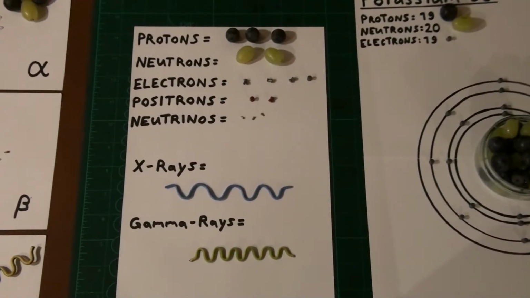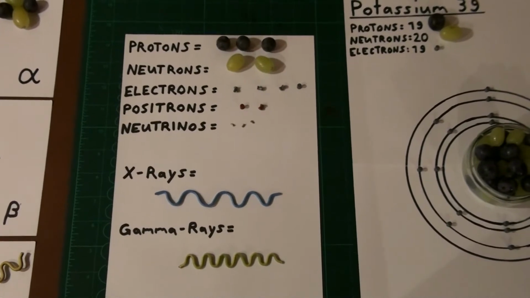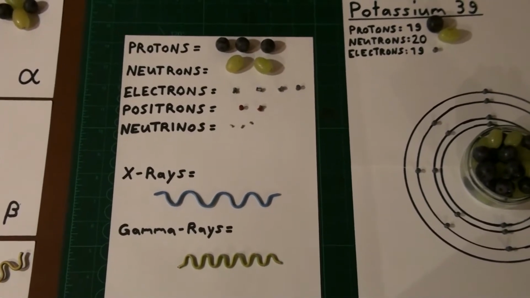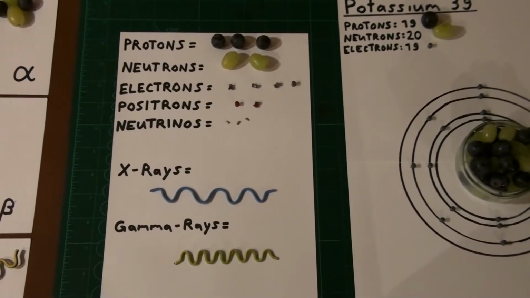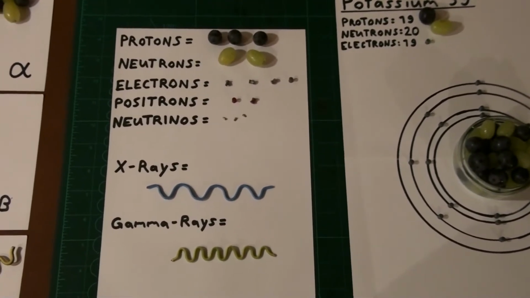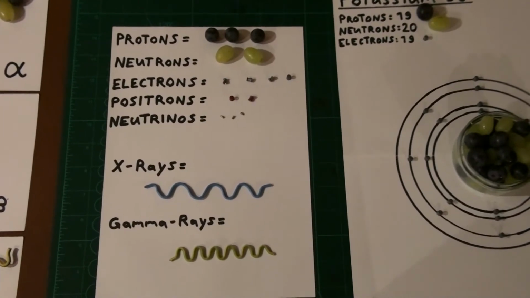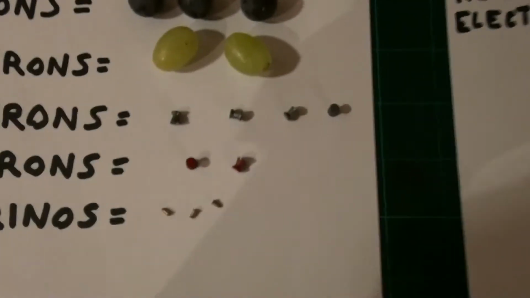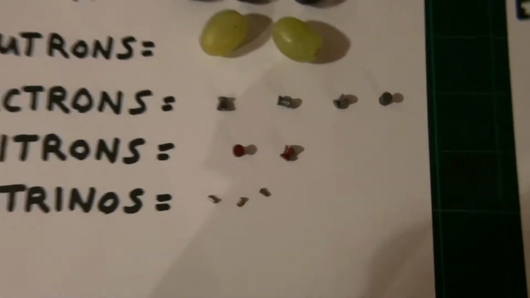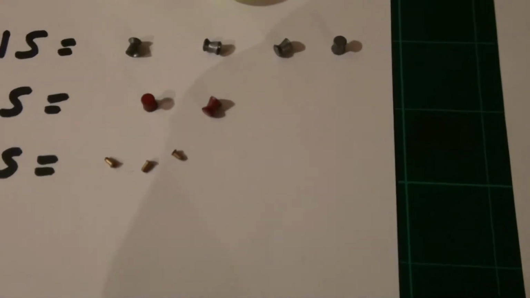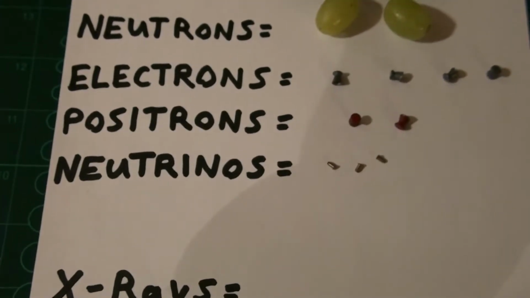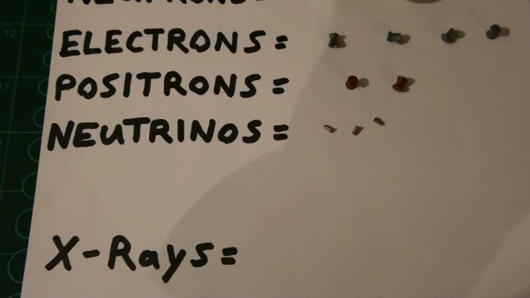Well, let's start here. These are my building blocks for my model. As you see, I have the darker, bluish black grapes as my protons. I've got the white grapes as my neutrons. I've got these little Diabolo bullets as my electrons. Then I have some Diabolo bullets that I just painted red. These will be my positrons. And we even got some neutrinos. I just took some tiny screws to model these.